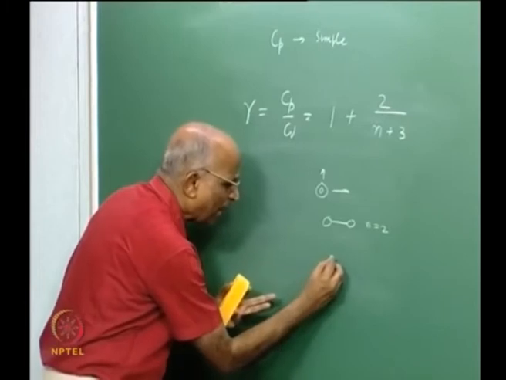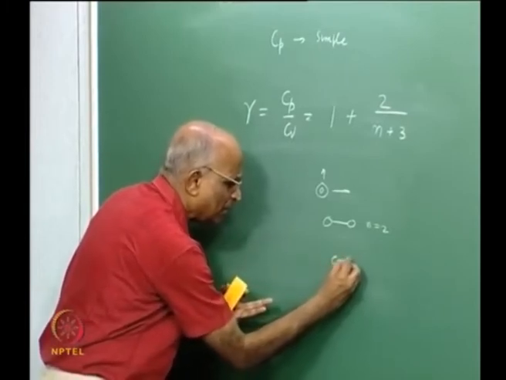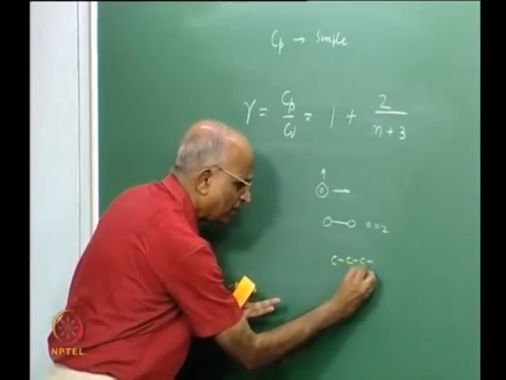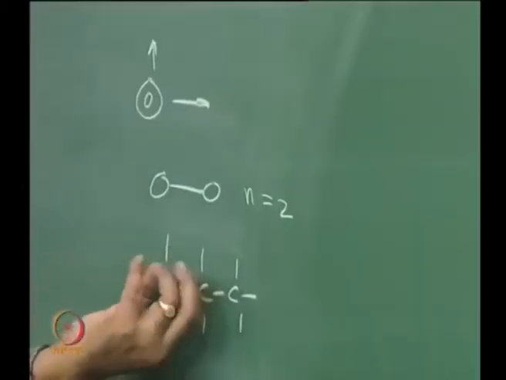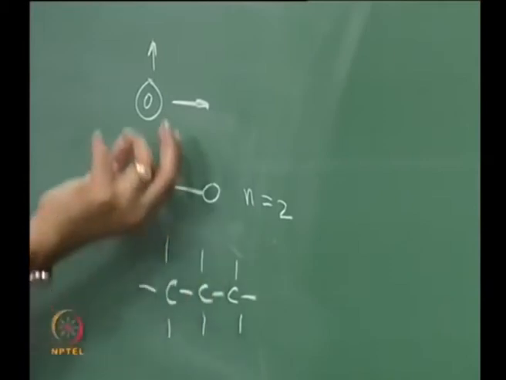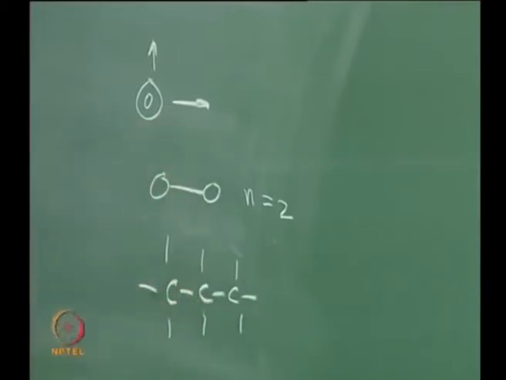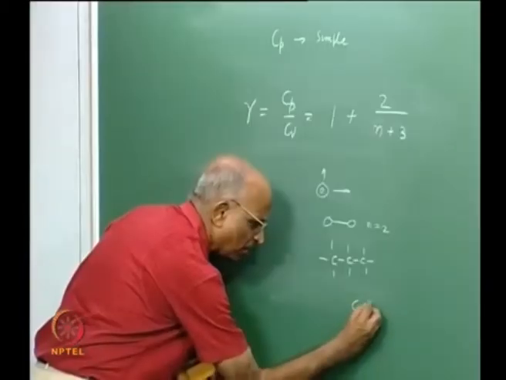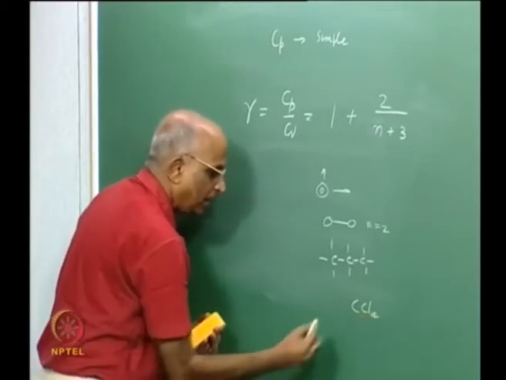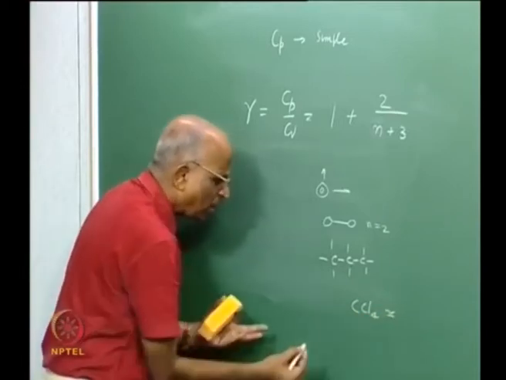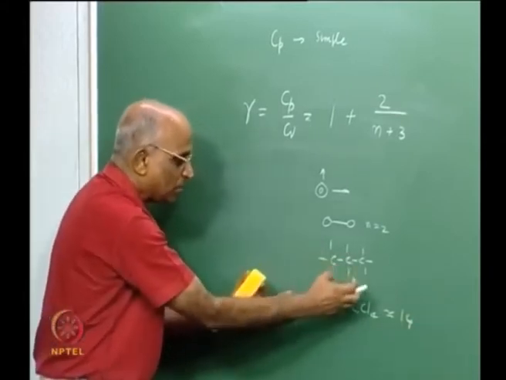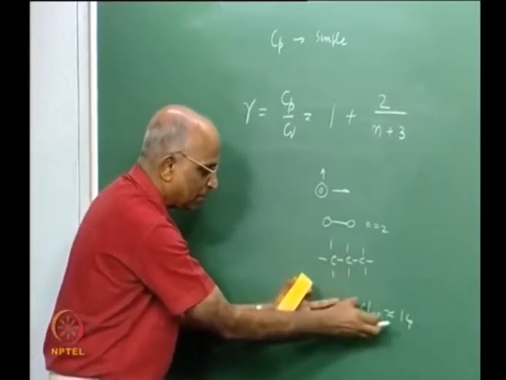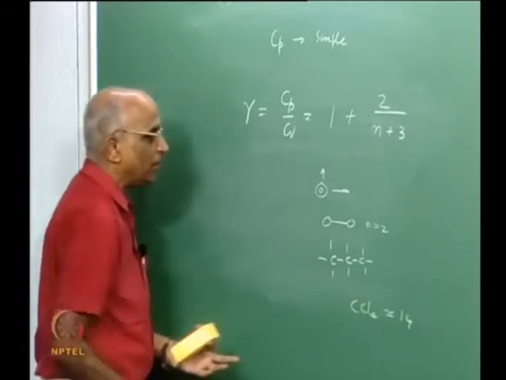I could also have molecules like C3H8, which becomes more complicated. It could have a lot of freedom compared to a simple translation. For instance, if I take CCl4, carbon tetrachloride, the degrees of freedom are almost something like 13 or 14, because the molecule becomes more complex, it has more degrees of freedom.